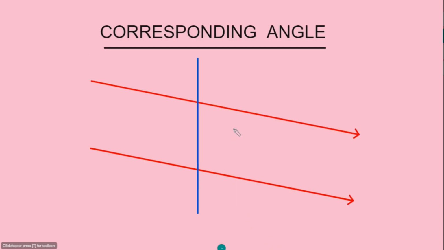Now these are the possible angles you can have. The first is the corresponding angle. The angle here is corresponding to the angle here. Now these two angles are equal.